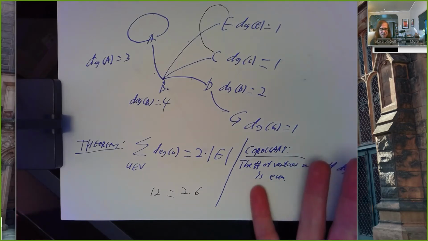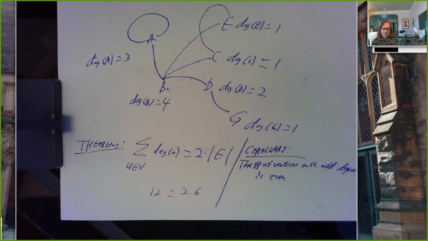So we get this nice little corollary almost for free out of this theorem. That when you have a graph and you look at the degree of each vertex, and you pull out just the ones with an odd degree, that's got to be an even number of such vertices. That may or may not be useful later in life. We never know.